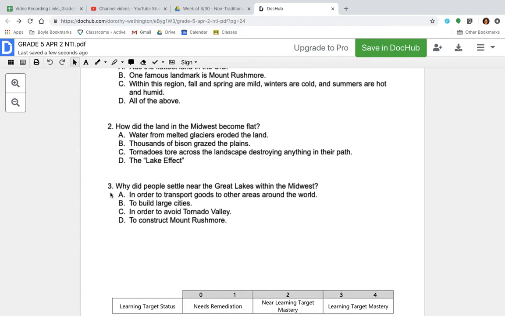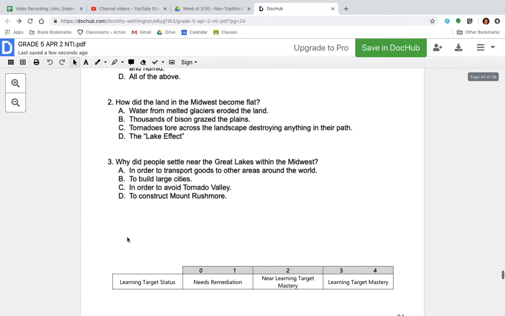Question 3. Why did people settle near the Great Lakes within the Midwest? A. In order to transport goods to other areas around the world. B. To build large cities. C. In order to avoid Tornado Valley. Or D. To construct Mount Rushmore.